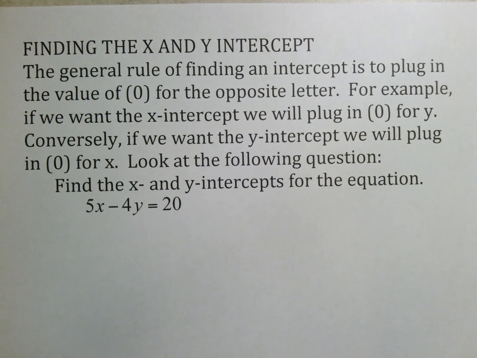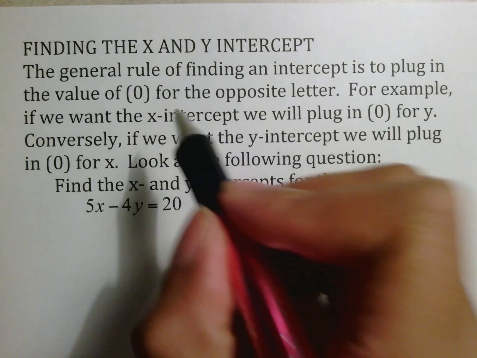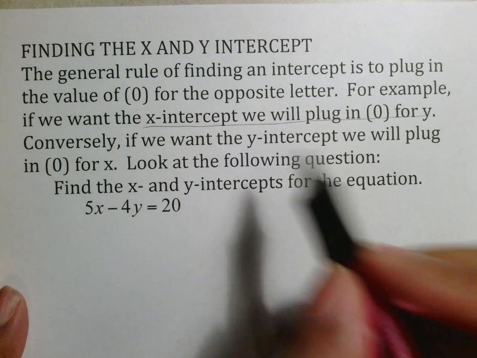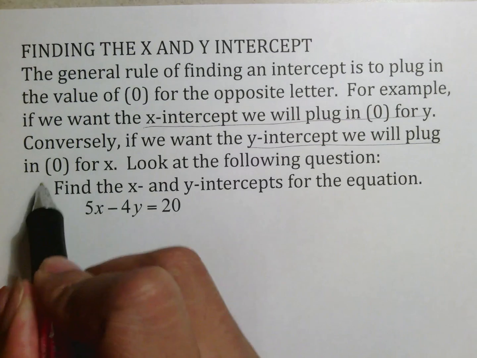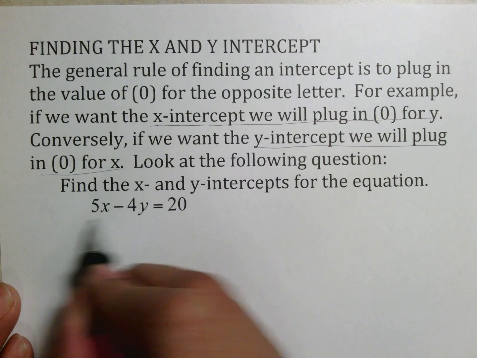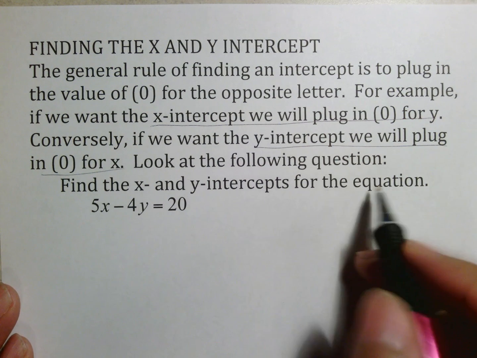This says here that the general rule of finding an intercept is to plug in the value of 0 for the opposite letter. For example, if we want the x-intercept, then we plug 0 in for y. You might want to write that down for yourself because that's important. Conversely, if we want the y-intercept, then we will plug in 0 for x. So look at the following question, and I'm going to work that out for you. Again, you might want to put this in your notes so that you have something to guide you. 5x minus 4y equals 20. They want the x and y intercepts.